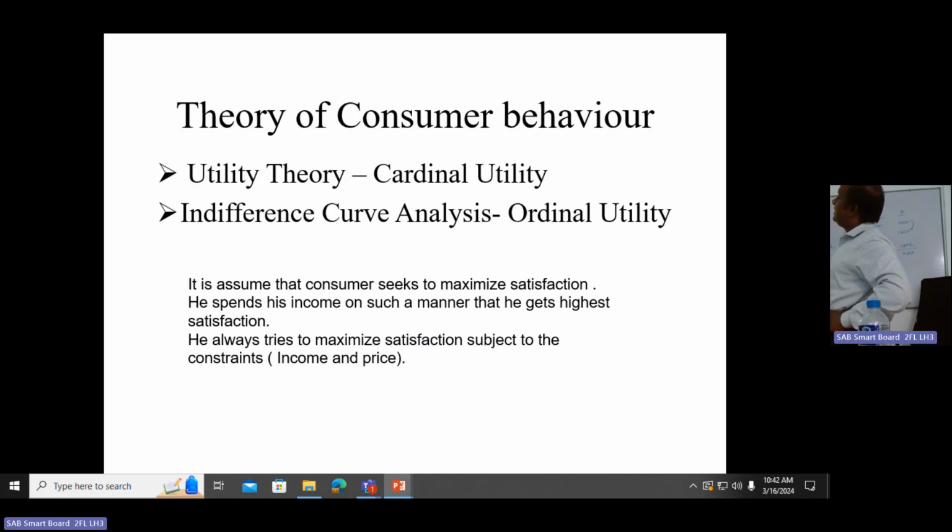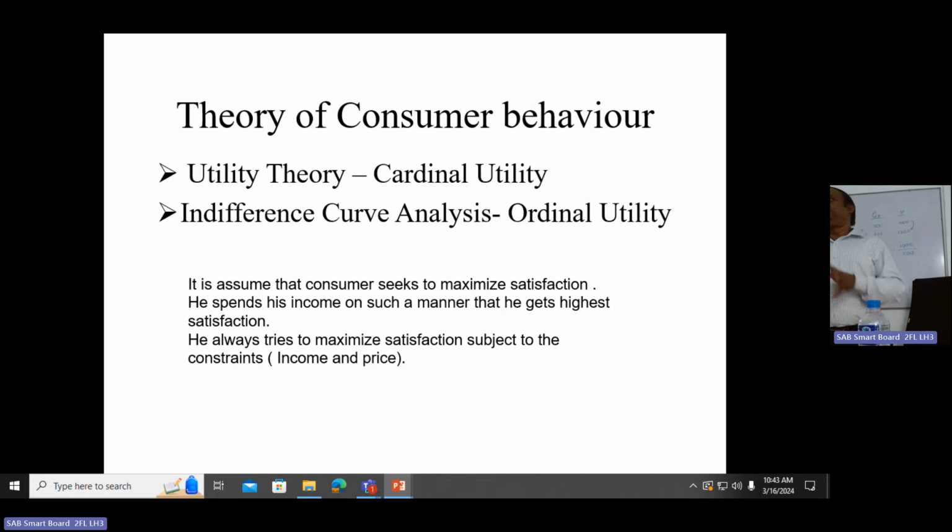And he spends his income in such a manner that he gets the highest satisfaction. When we try to achieve this target of maximum satisfaction, the constraint is the income: limited income, scarcity. So the consumer has to allocate this limited income among the various goods in order to maximize utility, and he spends all his income to reach the maximum satisfaction. He always tries to maximize satisfaction subject to the constraint. So we talk about constrained maximization.